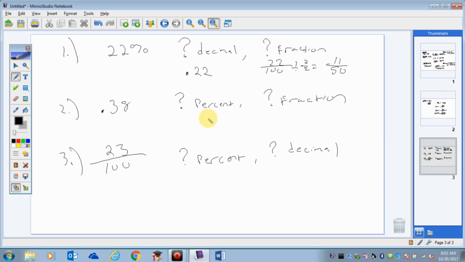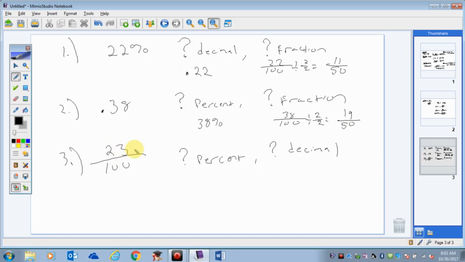Alright, 0.38. I want it as a percent. So to go from a decimal to a percent, we go the opposite direction that we went here. So we go over 2. It becomes 38%. Very easy. And as a fraction, we have 38 over 100 because any percent goes over 100. Or you can say this is 38 hundredths, which it is, and it's 38 over 100. So we'll reduce this one down as well. It can be reduced by 2. 38 divided by 2 is 19 over 50.